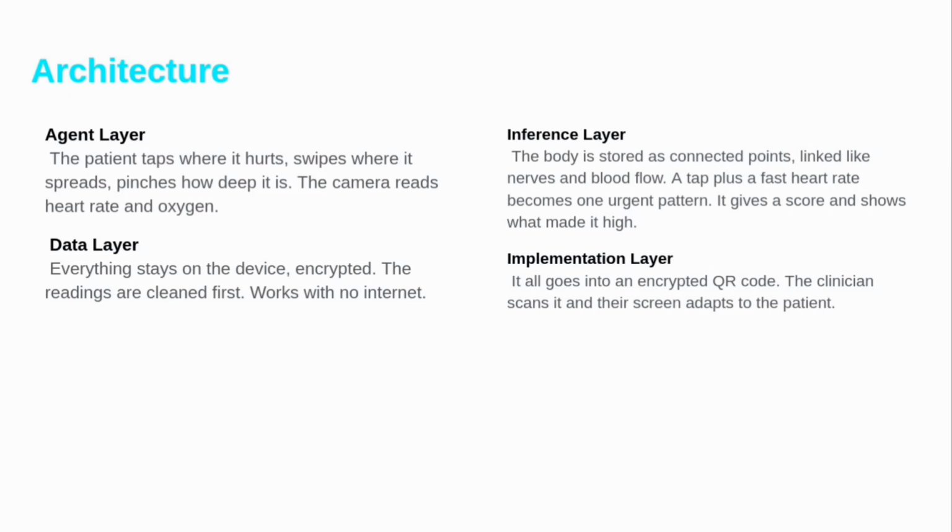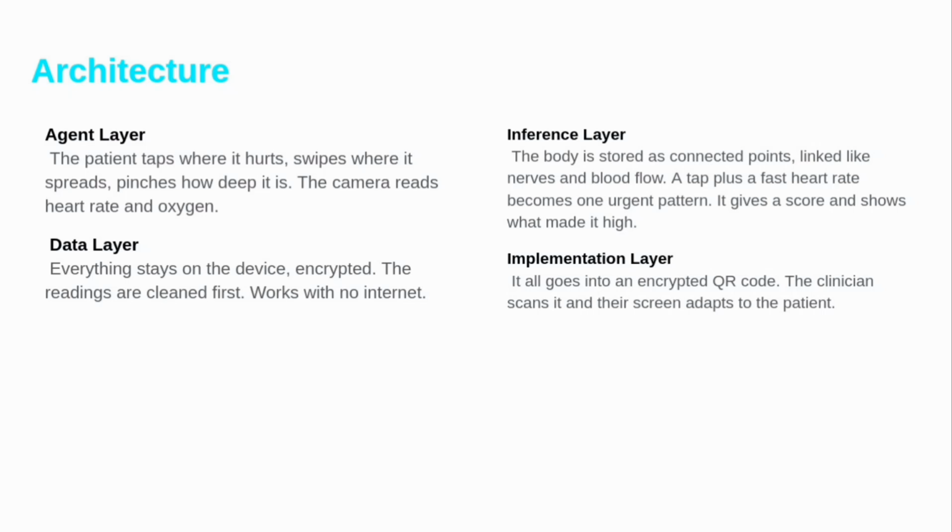And then the next layer is the inference layer, where the system analyzes the information and helps to determine the level of urgency. Finally, we have the implementation layer, where the useful information is prepared for the healthcare worker. Then it can also be encrypted and shared through the QR code, including the patient's access needs. So the simple flow is basically patient interaction, data processing, and finally how the information reaches the doctor.